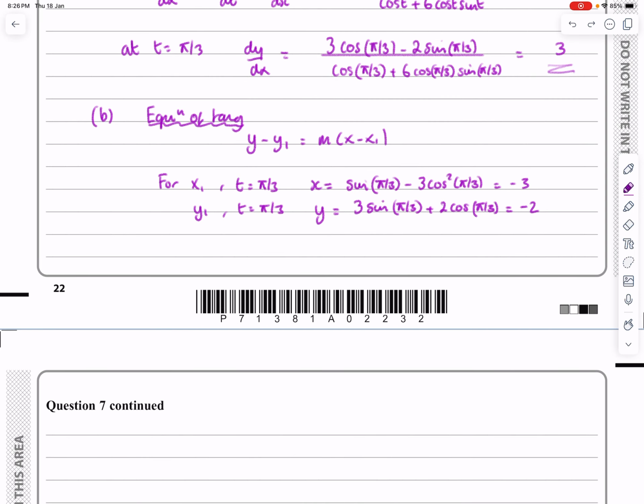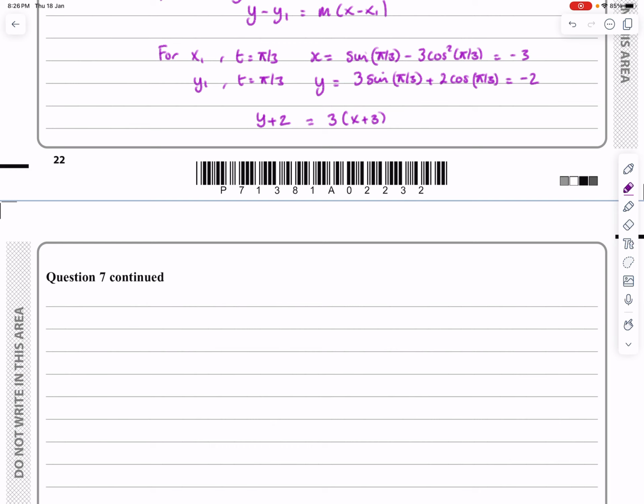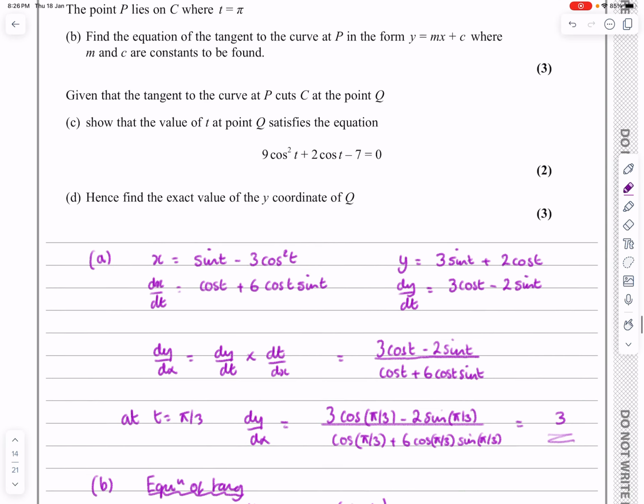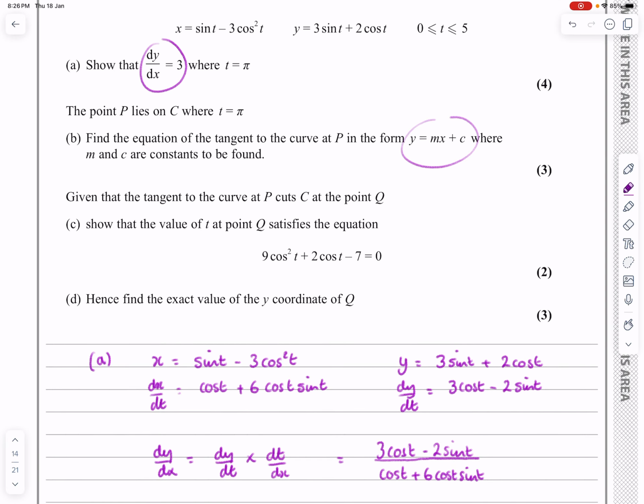So y minus y1 is y minus minus 2, that's y plus 2, is equal to m, which was 3, times x minus x1, x minus minus 3 is x plus 3. Now the question said to tidy that up to be y equals mx plus c, and that actually works out to be y equals 3x plus 7. It says there, look, put it in the format y equals mx plus c. Okay, given that the tangent of the curve cuts C at the point Q.